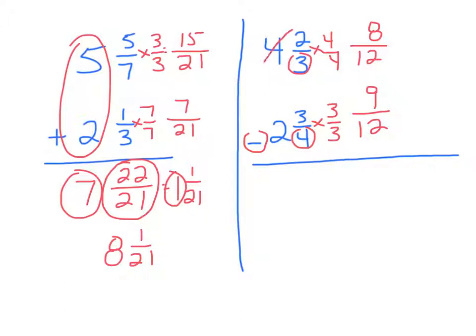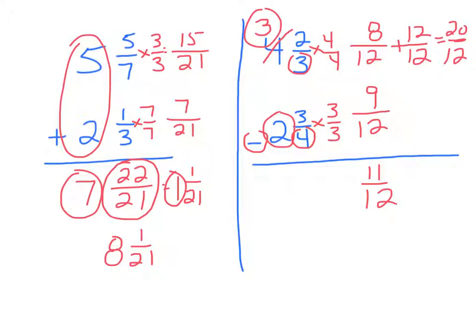I'm going to take 1 away from the 4, and so now I'm going to be left with 3. That 1 that I took away, I am going to think of it as the fraction 12 twelfths, because 12 twelfths is equal to 1. So really what I have on the top right now is 20 twelfths. Well, 20 twelfths subtract 9 twelfths does give me 11 twelfths, and now 3 subtract 2 gives me 1. So my final answer is 1 and 11 twelfths.